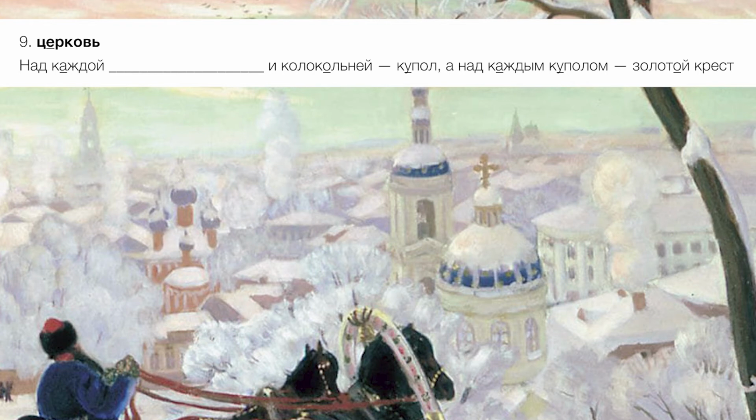Над каждой церковью и колокольней купол. А над каждым куполом золотой крест. And atop every dome is a golden cross. Again, that, as you would typically see in Russian churches. Okay, so here in the instrumental, the mobile vowel doesn't drop out. So that's a bit of a funny pattern there. Над каждой церковью и колокольней.